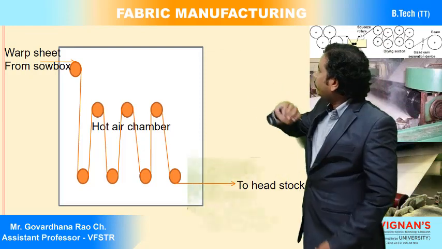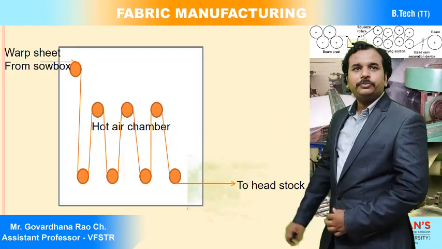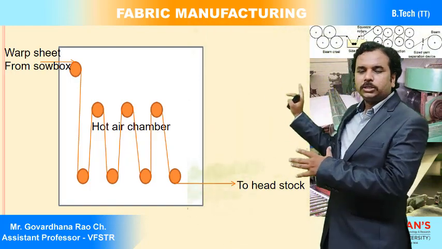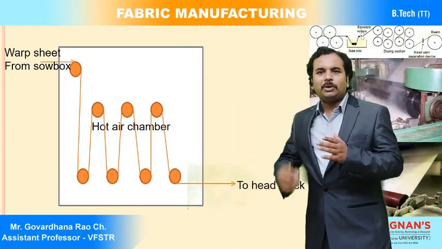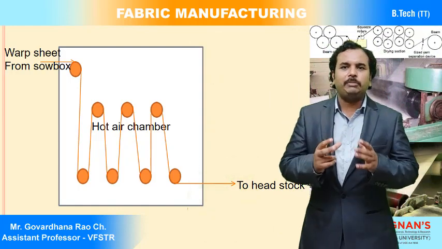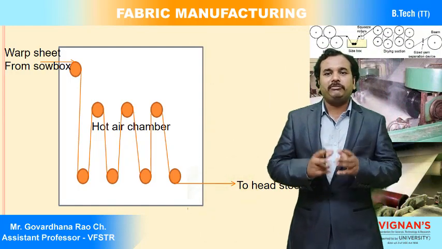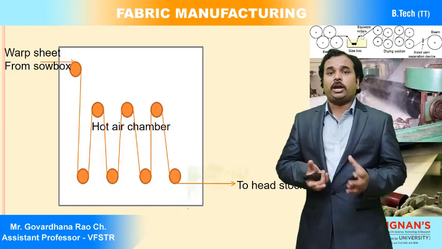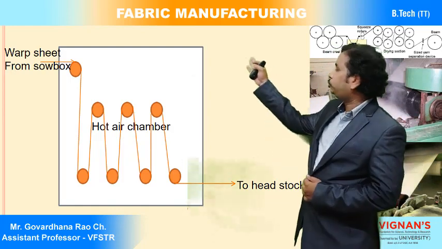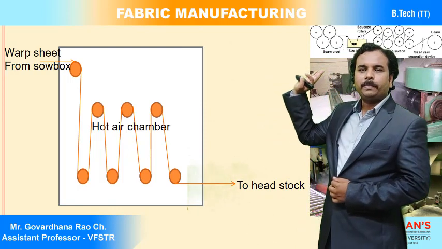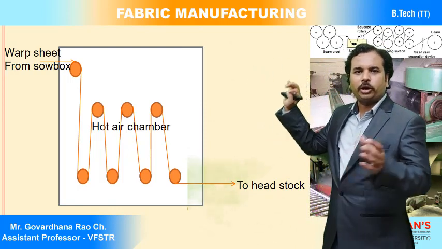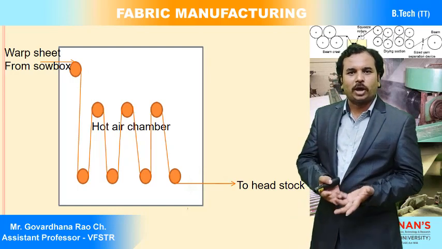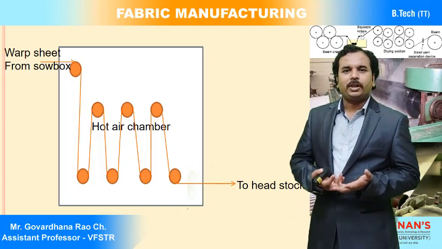The warp sheet is coming from the creel zone, and now it is passed over several rollers, because it should have sufficient time to dry inside the chamber. If it is simply taken through the heating chamber, you are not giving any time to dry the warp sheet, so it cannot be dried properly.